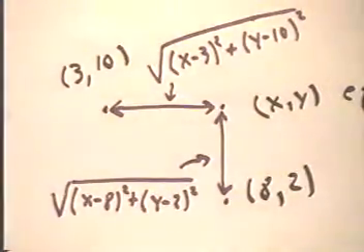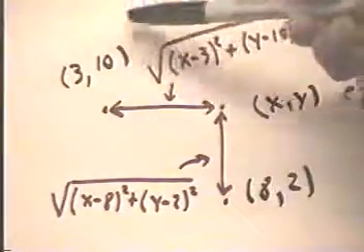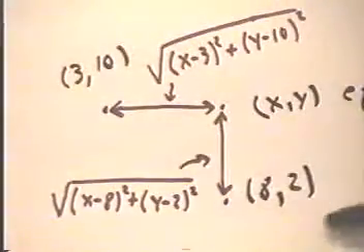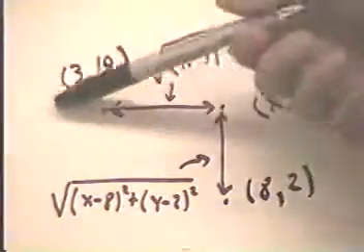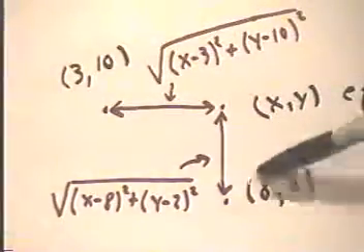Next we look at the following question. How would we express the set of points which lie equidistant from the point 3,10 and the point 8,2? Okay, we want all the points that are as close to 3,10 as they are to 8,2.